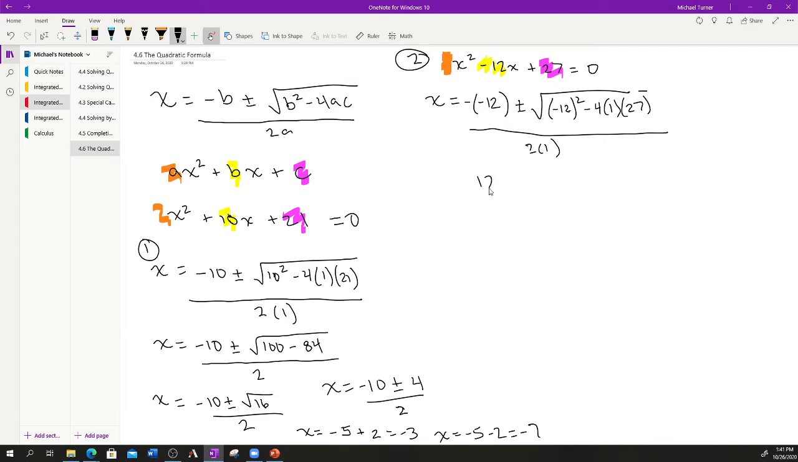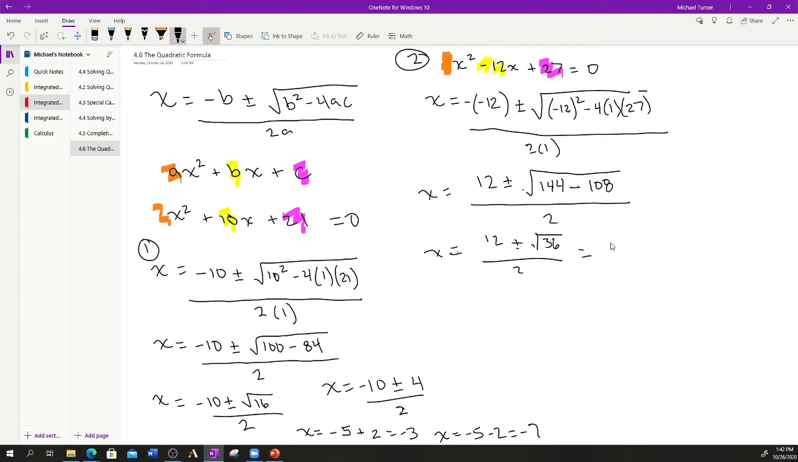So the two negatives become a positive. I have 12 plus or minus square root. 12 squared is 144. 4 times 27 is 108. And it's all over 2. Now I have 12 plus or minus, that's 36, all over 2. Square root of 36 is 6.